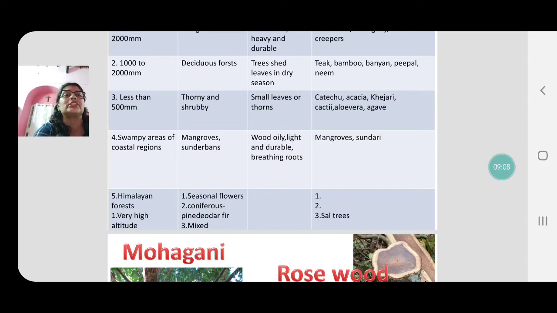I'll be showing you pictures there. I forgot to write, but there are no names as such for the flowering, variety of flowering plants. Coniferous like pine. I could have written pine there. Maybe you can write it in your notes. And mixed type, normally mixed type can be pine as well as deciduous. Sal trees are very famous at the foothills of Himalayas.